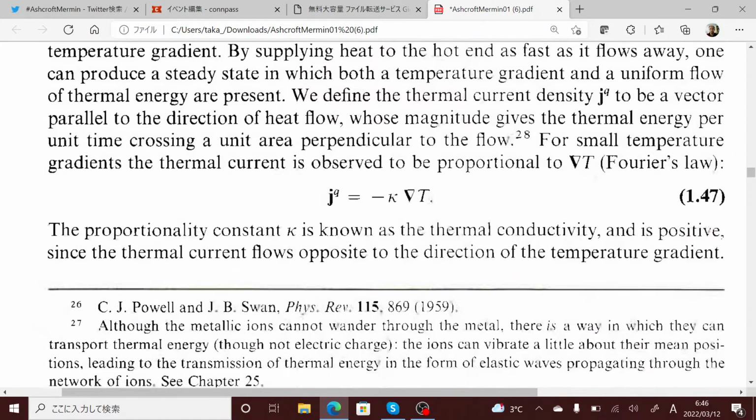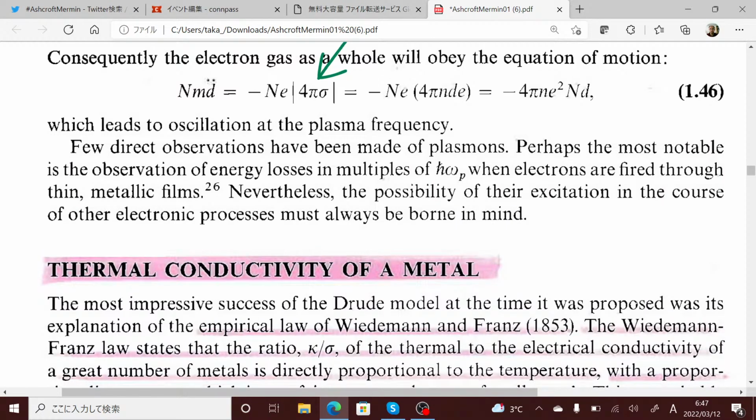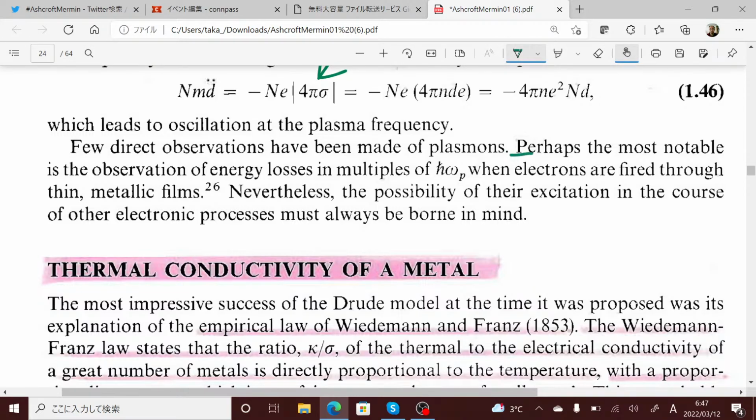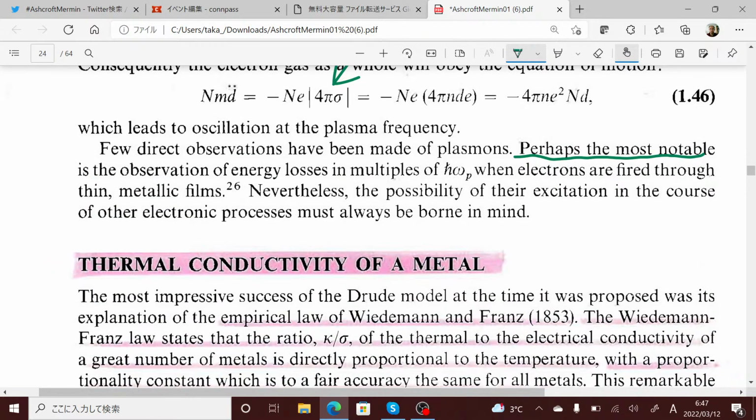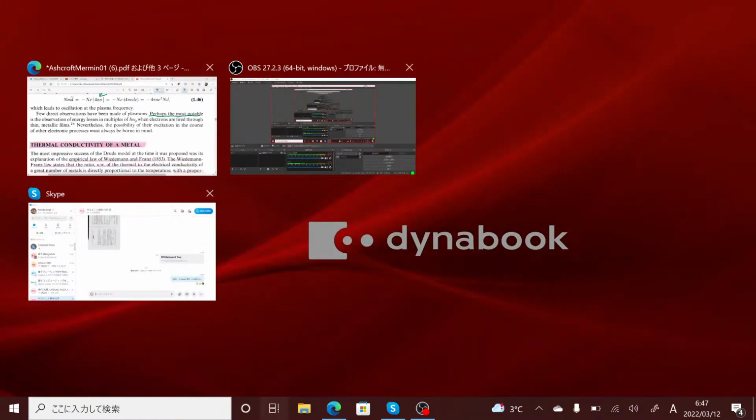26. How do you fire electrons? Perhaps the most notable is the observation of energy losses. I don't understand. Perhaps the most notable is the observation of energy losses.